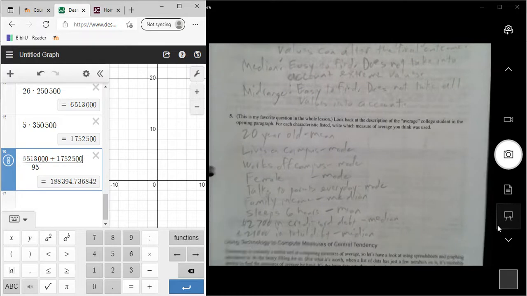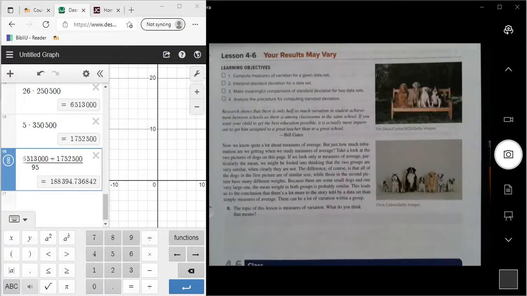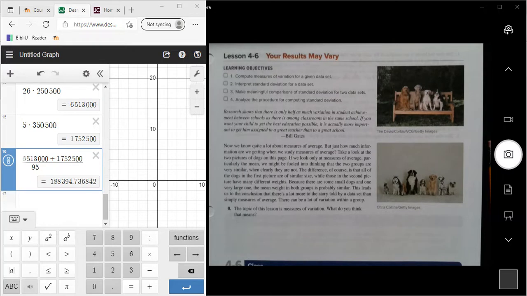All right, now we're actually done with this activity here. So we're going to move on to section 4.6. Now, we're on lesson 4.6, which is on page 469. Our title is Your Results May Vary. Our learning objectives are to compute measures of variation for a given data set, to interpret standard deviation for a data set, make meaningful comparison of standard deviation for 2 data sets, and analyze the procedure for computing standard deviation.